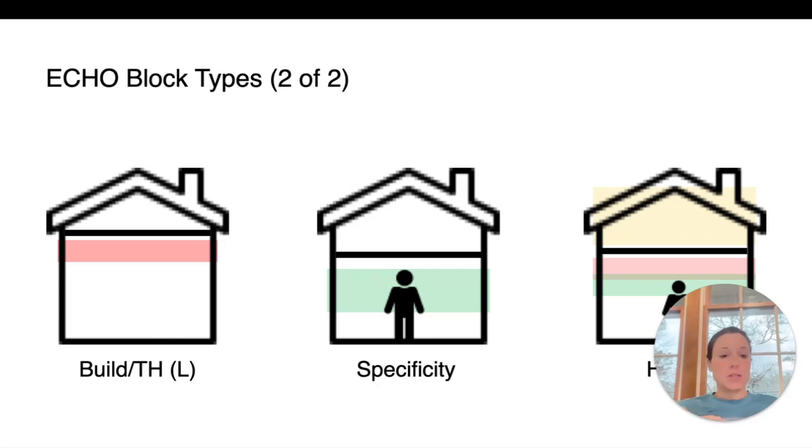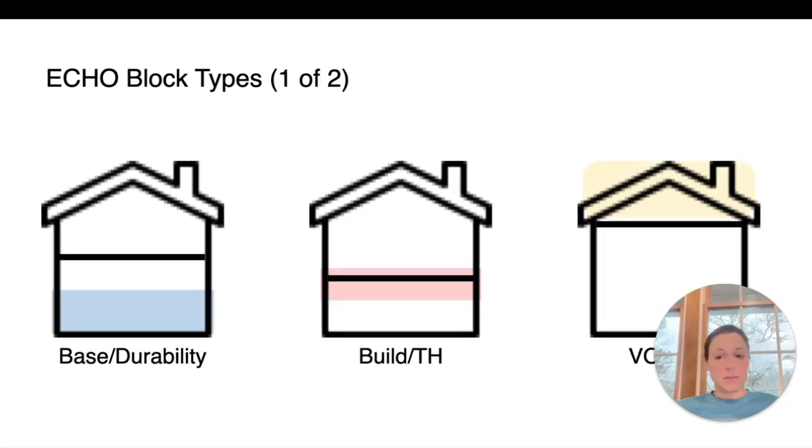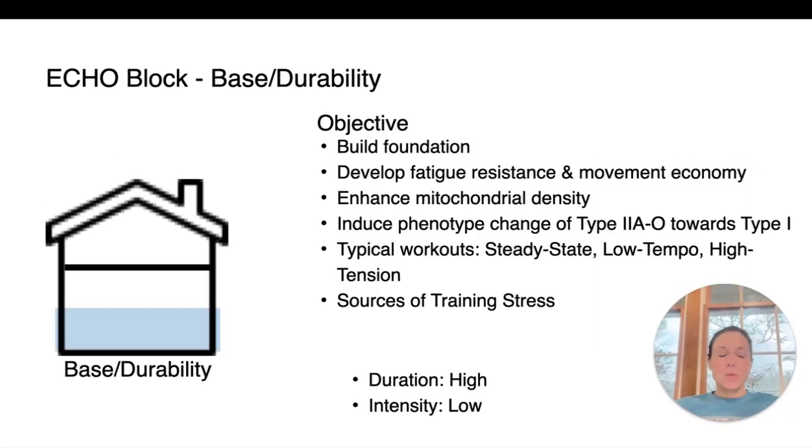And then there's the hybrid type, where we're looking at all the different types of physiologies and the needs of that athlete in determining a little bit of specificity, build threshold that's a little bit longer, and then the VO2 max. So we're going to go a little bit deeper into each one of these, where you may see your coaching and your weeks be created by each of these blocks.